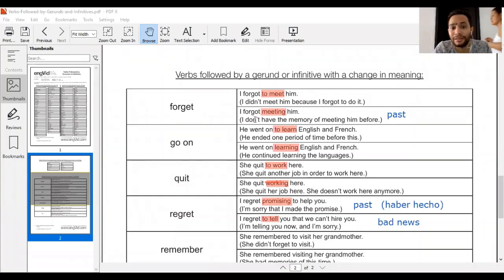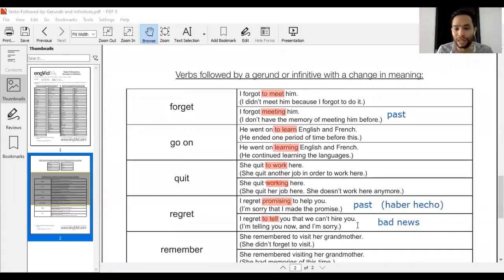Si dices lamentas, es porque no lo hiciste, ya que de por sí el verbo regret es negativo. Entonces, el punto es que cuando usamos el ing, el sentido de la oración va a ser en pasado. Si lo traducimos, es algo así, haber hecho algo. Pero cuando lo usamos con to, esto siempre va a mostrarte que es una noticia mala, que es algo malo lo que viene, ¿cierto?